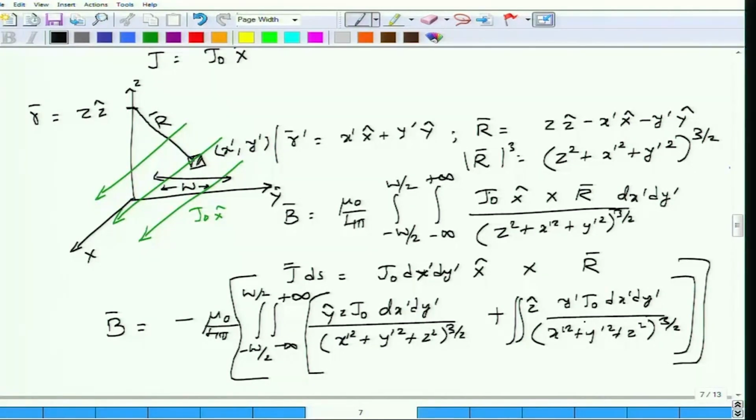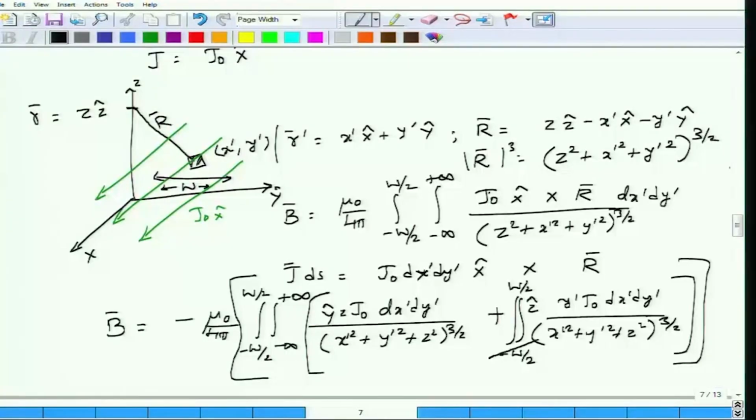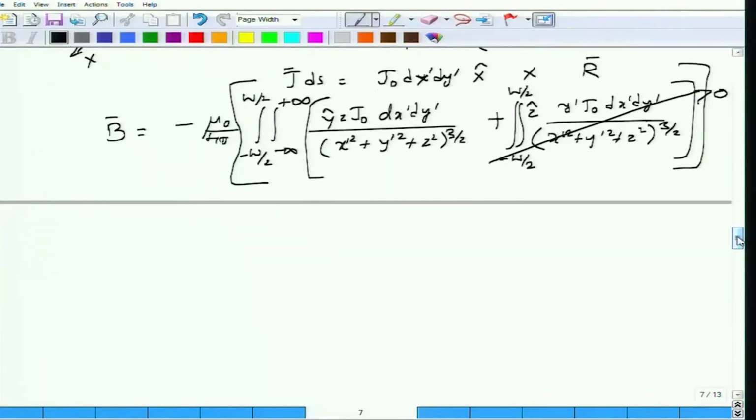So, if you look at these two, you will see that y prime is going from minus w by 2 to w by 2, and within that the sign of y prime is actually changing. The denominator is always a positive quantity, but the numerator is actually changing sign, which means that it is an odd function over this y prime integral. Therefore, this integral will give you 0, there won't be any contribution of that one, and therefore that need not be evaluated.